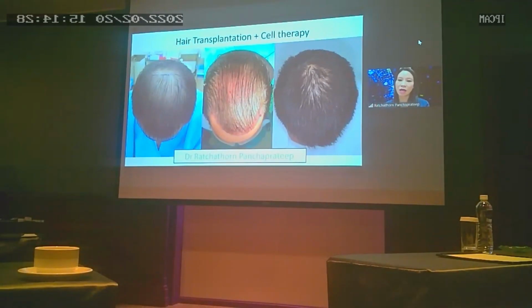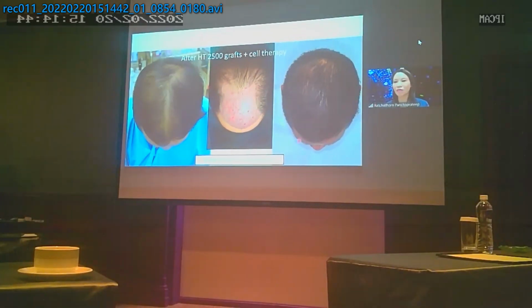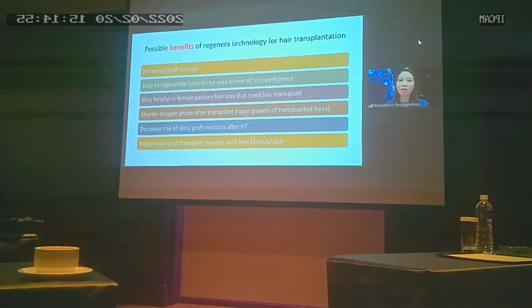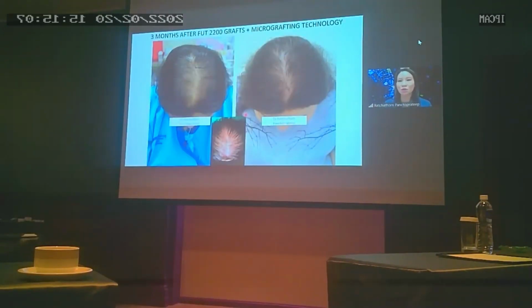Also, this time I transplanted the frontal part and some on the front, but overall you can see the hair thickness increase. I think it's because of the regeneration. This is another time I did the hair transplant, mostly at the front, and at the back overall it has increased in hair thickness. So it's very helpful in regenerating hair in areas where hair transplantation was not performed. In female pattern hair loss, I think it's quite important.